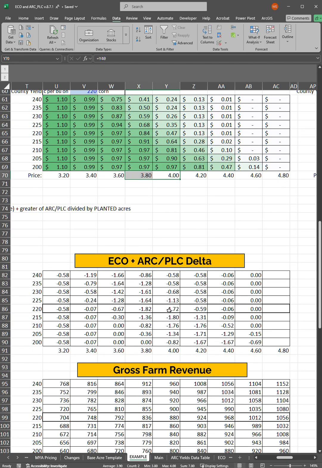So what this is saying is if you have ECO and ARC County, you're actually overprotected on this downside from $4 down to 380. And it doesn't really start to level off until closer to 340 to 320. That's where PLC is then kicking in. And if we do rally from 4 to 440, then you start to have that level back off, and that would be where then you're just subject to the market again.